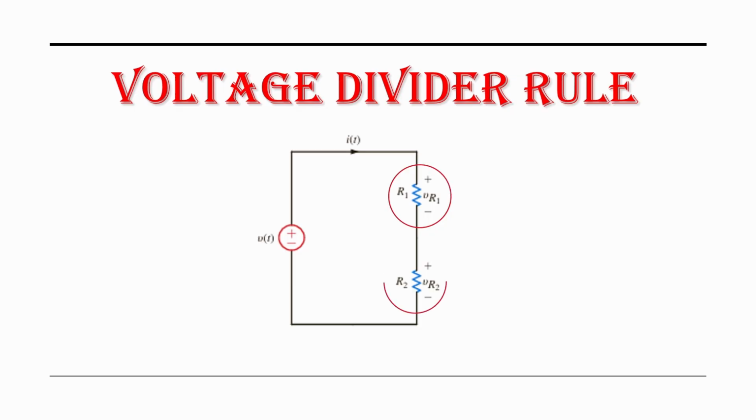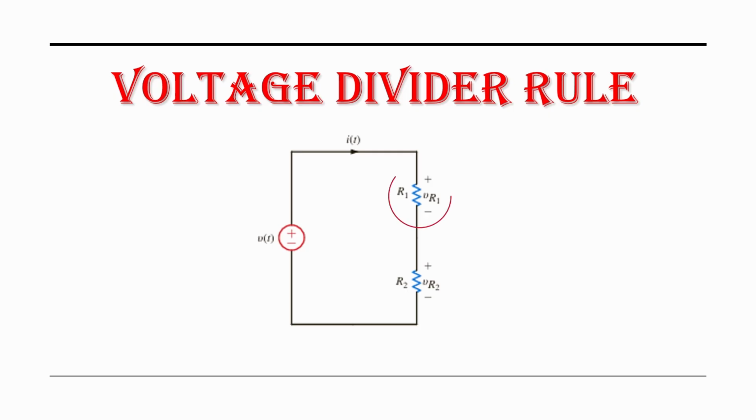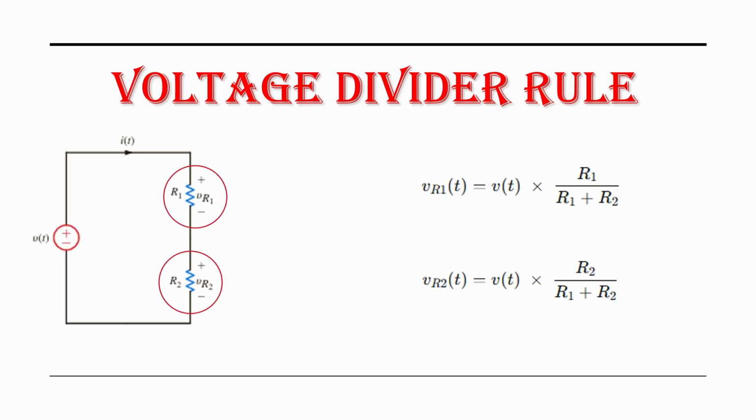Imagine we have a voltage source connected to two resistors, R1 and R2, in series. If we need to find the voltage across a specific resistor, we use this simple rule. Take the resistance of the resistor you are interested in, divide it by the total resistance of the series path, and multiply it by the total voltage. For example, if you want to find the voltage across R1, the formula would be the total voltage V multiplied by R1, divided by the sum of R1 and R2.